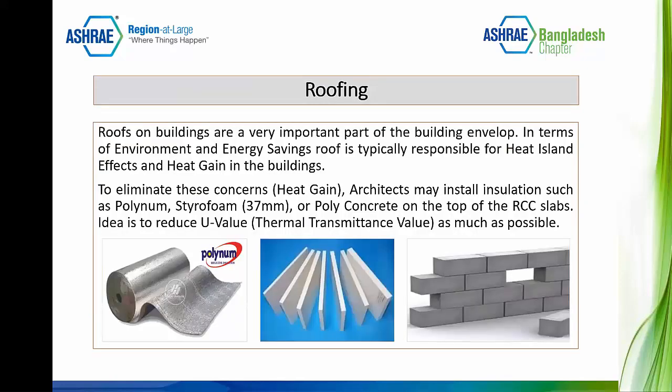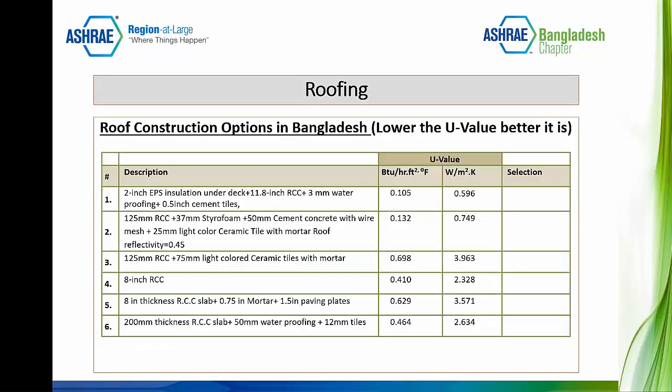This is in Bangladesh. In roofing, on top of the roof, we used to have a jol chhat. Now it's not there. But we can use that. Also, we can use polynum and then put 1 or 2 inch dhalai. We can put this foam, styrofoam, or we can use this polynum concrete, which is very, very good for over deck insulation for the top floor. Okay. To make it easy, we put some U values side by side. Option 1, option 2, option 3, all these are possible in Bangladesh, right? So now, whatever you do between these 6 options, now you know the U value, okay?